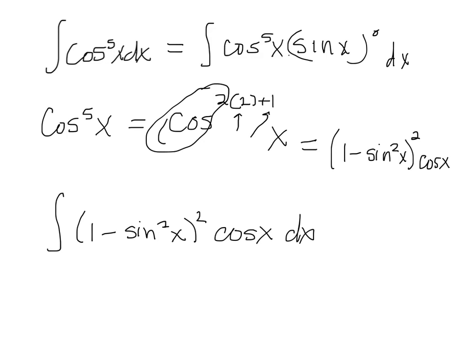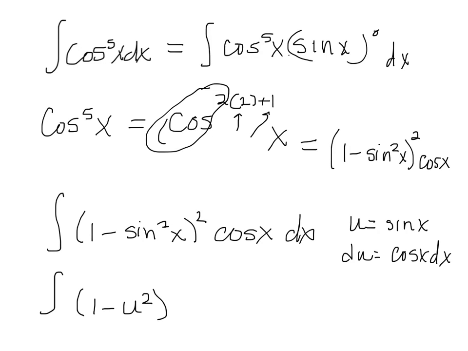Now what we're going to do is a u substitution. Here we're going to let u be equal to sine of x, and the derivative of sine is cosine of x dx, so du equals cosine of x dx. Where we have sine, we're going to put in a u. So this is going to be 1 minus u squared, and that whole thing squared. And then our cosine of x dx, that's our du. So that is the integral we're going to do here: the integral of 1 minus u squared, squared, du.